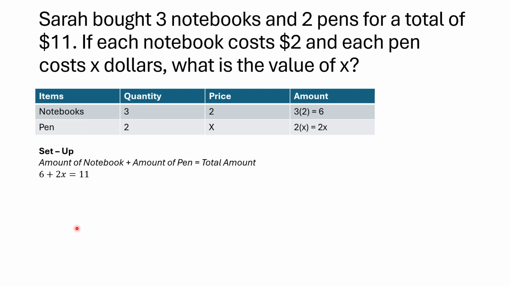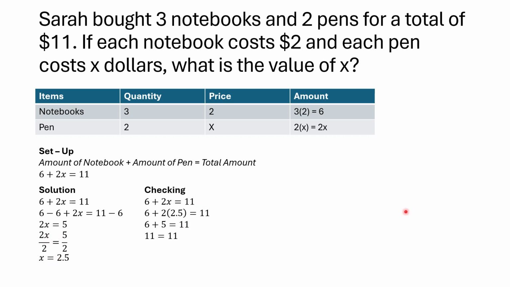Now, let's look at the setup. The setup would be the amount of notebook plus the amount of pen is equal to the total amount. So, therefore, you have now 6 plus 2x equal to 11. Now, in solving, you have 6 plus 2x equal to 11. You use the subtraction property of equality where you subtract 6 both sides, and the result would be 2x equal to 5. Dividing both sides by 2, the answer would be 2.5.